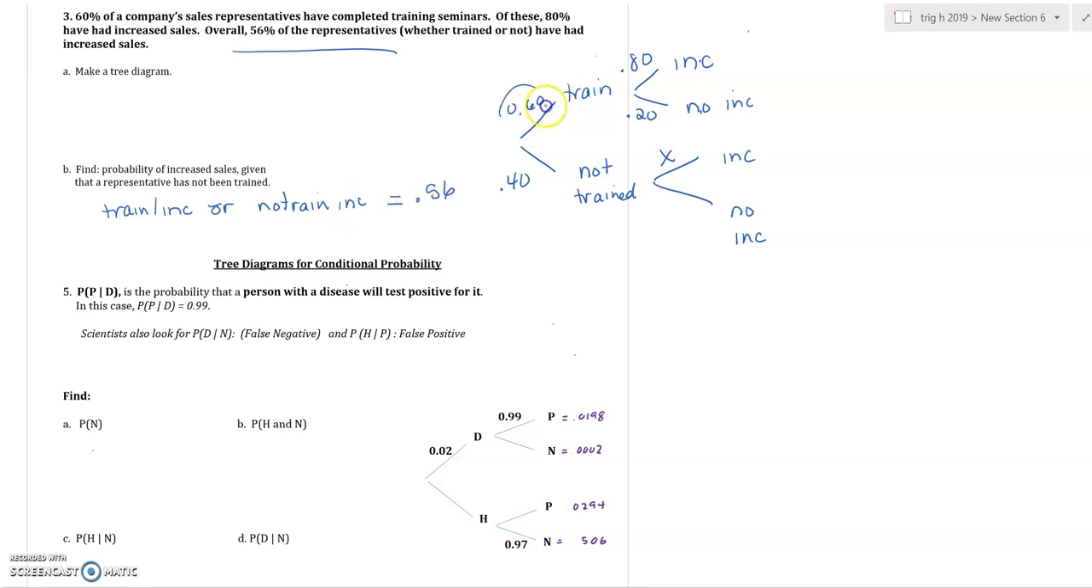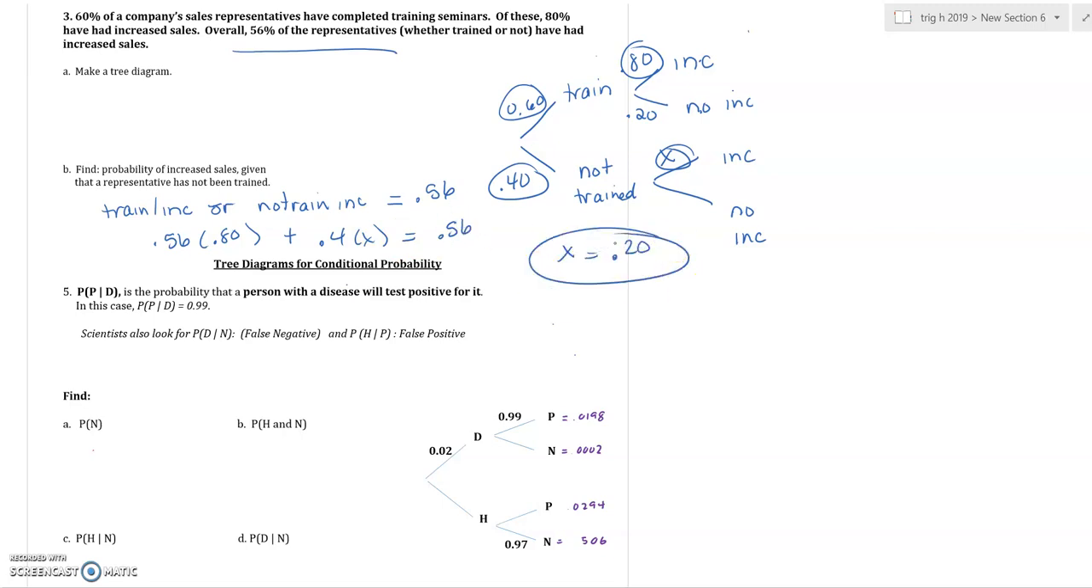So again, trained and increase, plus untrained with an increase, you should get 56%. So if you solve this, you get 0.2. So that means that 20% of the untrained people will see an increase.